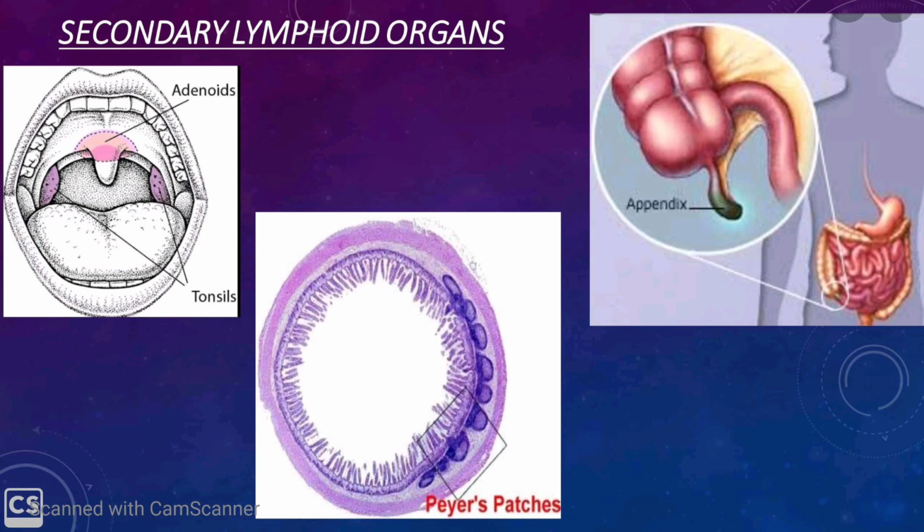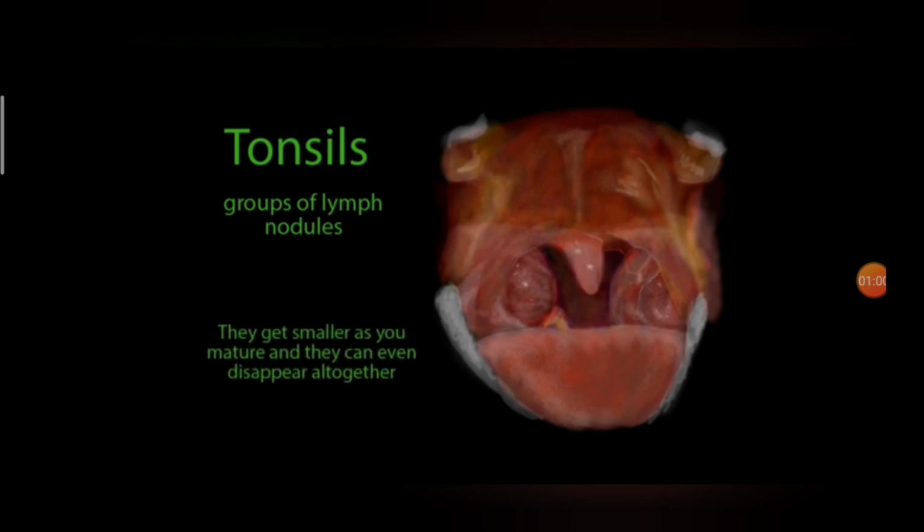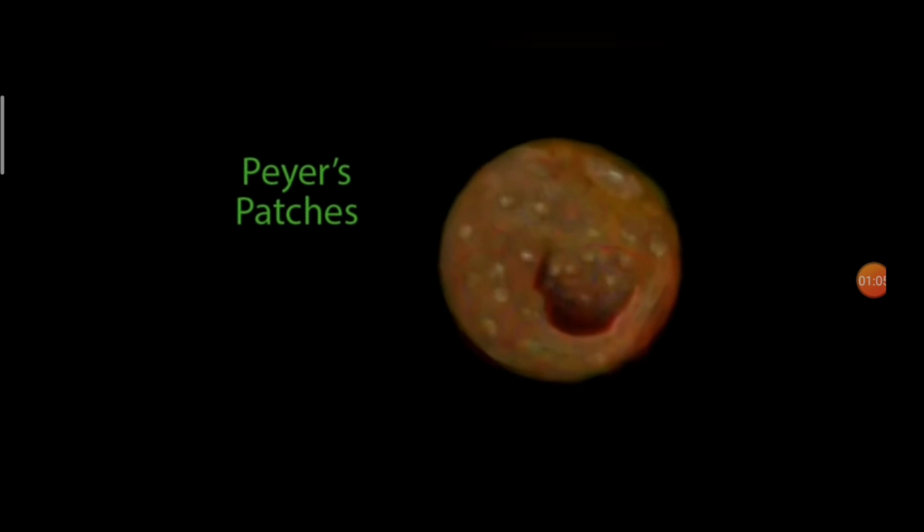Tonsils, Peyer's patches, and appendix are also secondary lymphoid organs where the immune response is generated in order to kill the pathogen or neutralize the foreign antigen. Tonsils are found in the buccal cavity on both sides. It is a group of lymph nodules. It reduces with age. Here they get smaller as we mature.